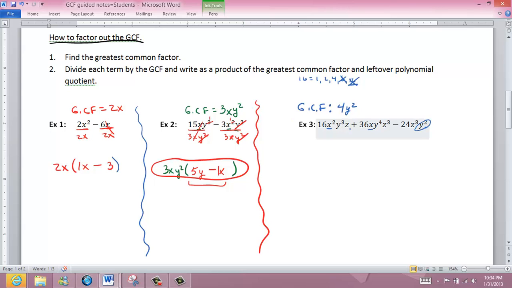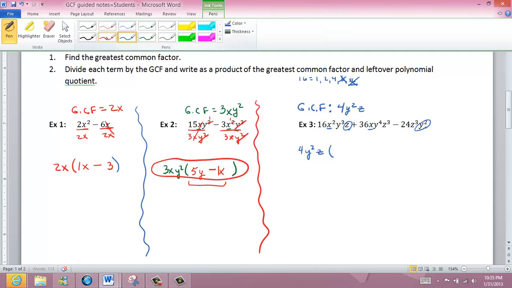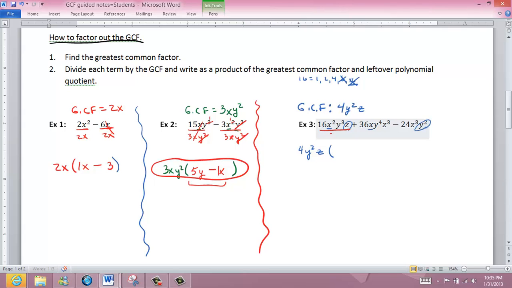And finally, I have z, z to the third, z to the third. What's my smallest z? This one right here. So I can pull out 1z. So my greatest common factor here is 4y squared z, okay, times. Well, how do I figure out what goes inside the parentheses? You guessed it. I'm going to go and divide every single term by that GCF. Divide by 4y squared z.